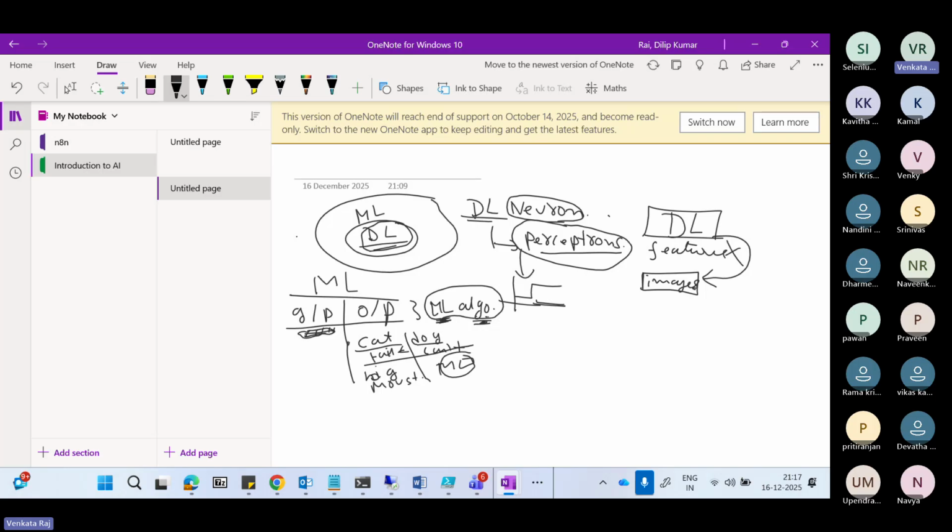The input data could be anything. If it is an image, we'll give different features of the image. If the input data is, maybe, CGPA, IQ, 10th percentage, and then placed or not, this is for a BTech student. In order to predict whether he is placed or not, these are called features.